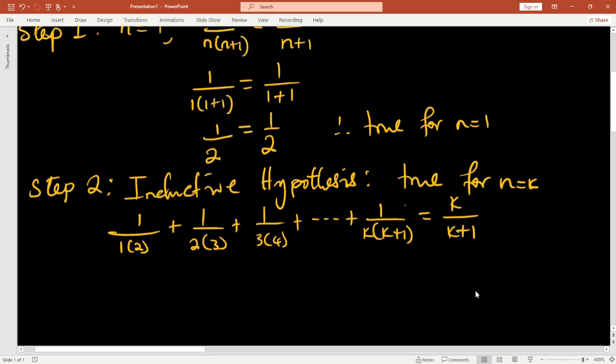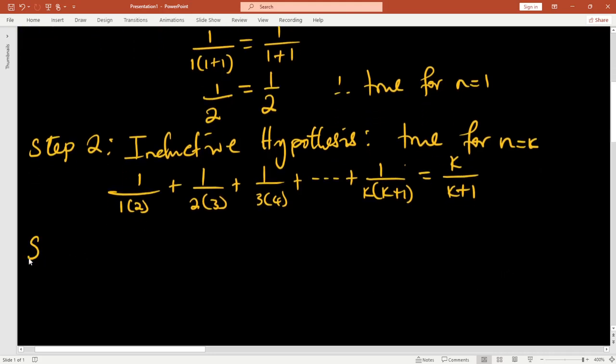So we go to step number 3 now. Step number 3 is we have to show that this inductive hypothesis, or the expression that we have, is true when we go to the k plus 1th term, meaning that if we added a new term, which is the k plus 1th term, the statement should still be true. So here we just need to show that this statement is true for n equals k plus 1. So how do we do this?